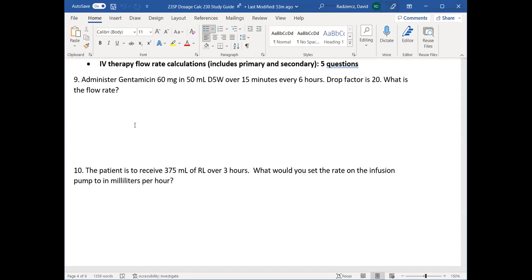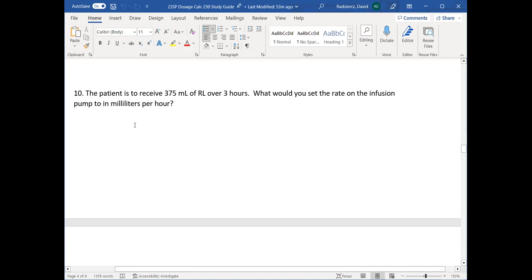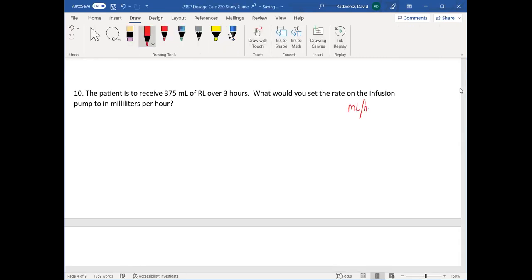Something you need to know about flow rate: there are two types. I'm actually going to start with number 10 and I'll come back to 9. You have flow rates that are in milliliters per hour, or you have flow rates that are in drops per minute. If you ever come up on a question and it doesn't tell you, here it tells you to look to what you would put in the pump, milliliters per hour.